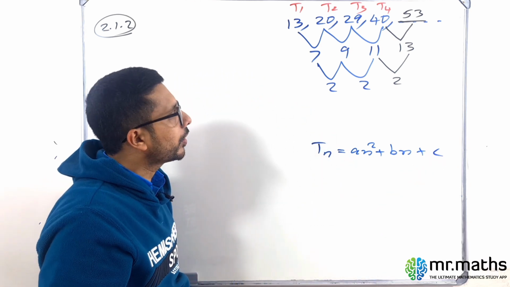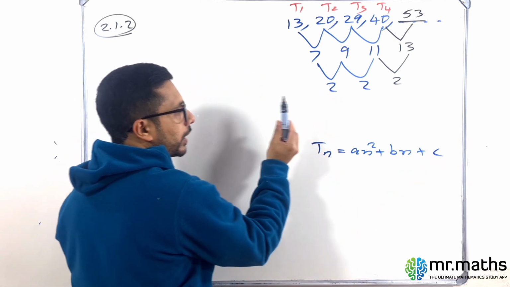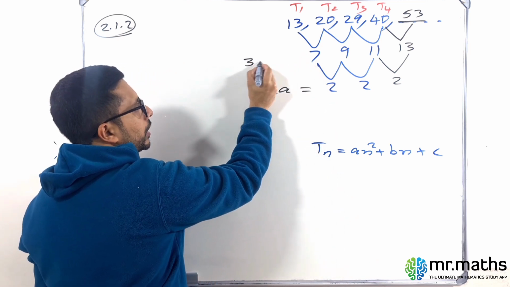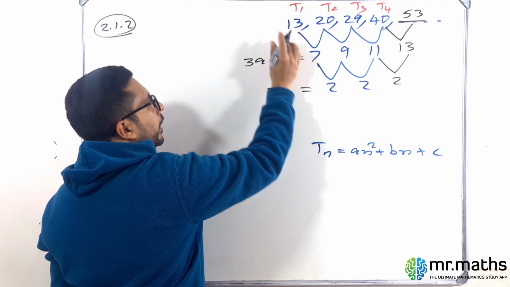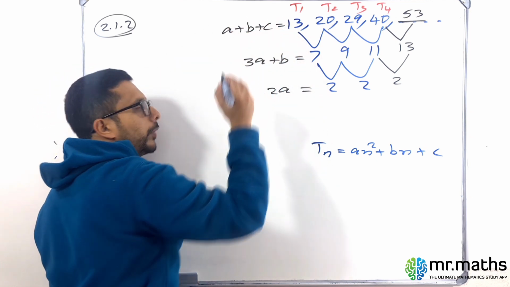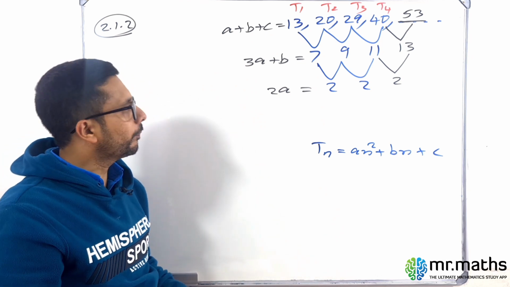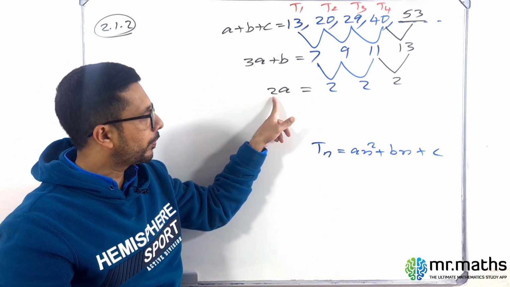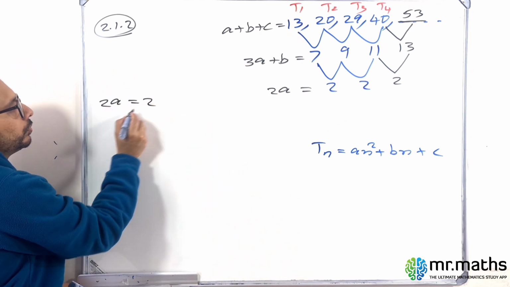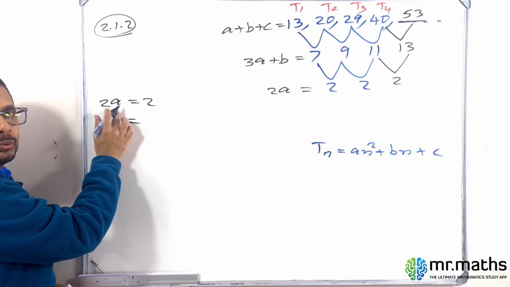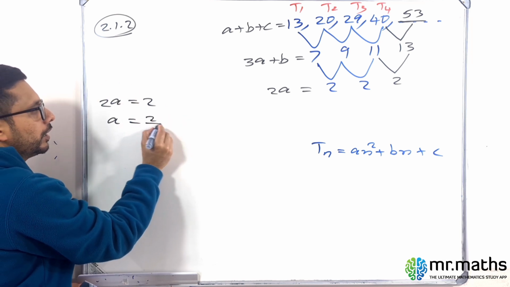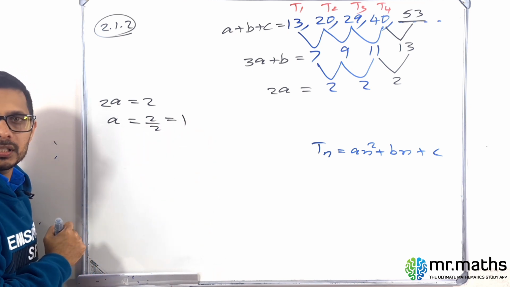Right, so for that, what we can do, we have to call this second difference 2a, and this 7 as 3a plus b, and this given sequence as a plus b plus c. Am I right? That's the method that we studied. Okay, so here first we have to start from here. 2a is equal to 2. So what is a from there? 2 times a. So if I take this 2 to the other side, times here, other side it is division. So it is 2 by 2 is 1.